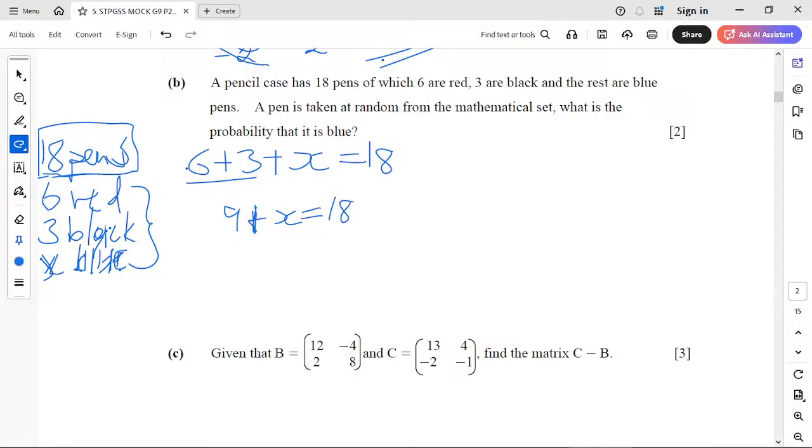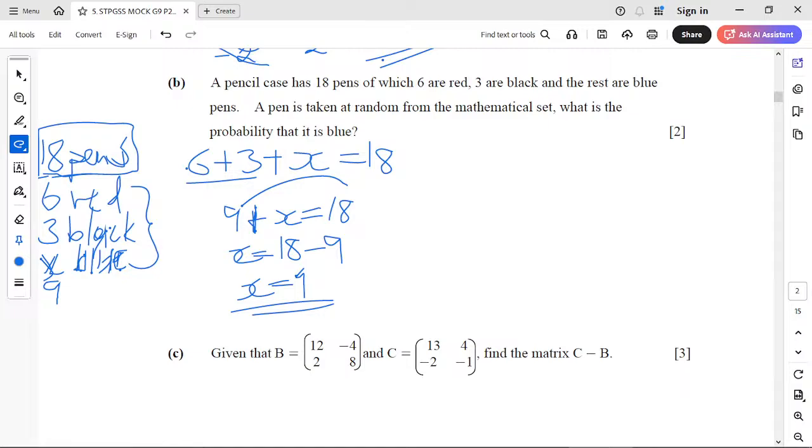Then we put like terms together. We say X is equal to 18 minus 9, moving the 9 across the equal sign so that it becomes minus 9. So 18 minus 9 gives us 9. So the number of blue pens is 9. Where there's X, we can even put 9 there. Now we know the number of blue pens in the pencil case.